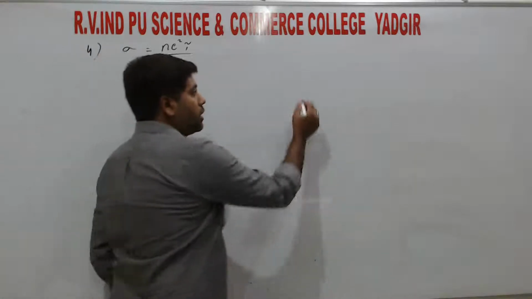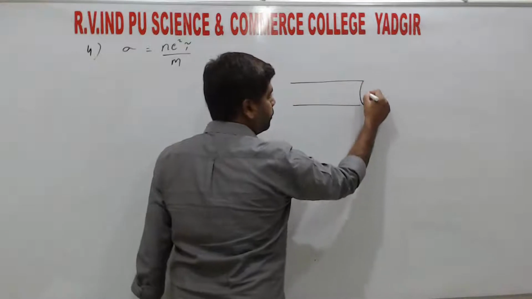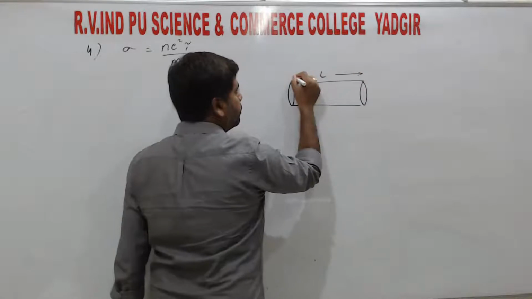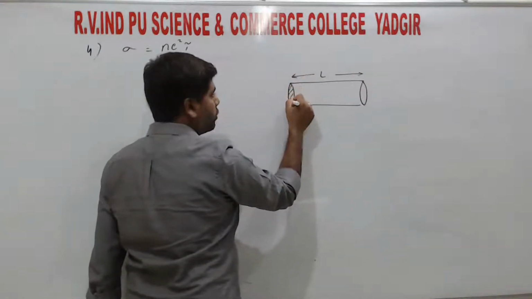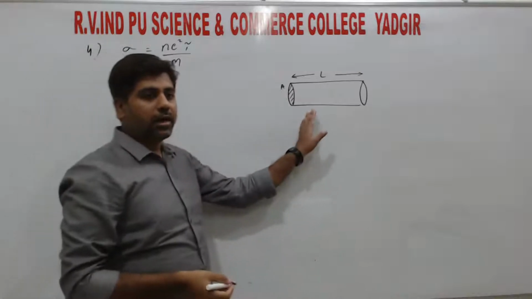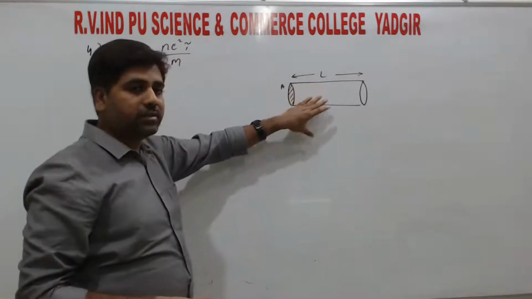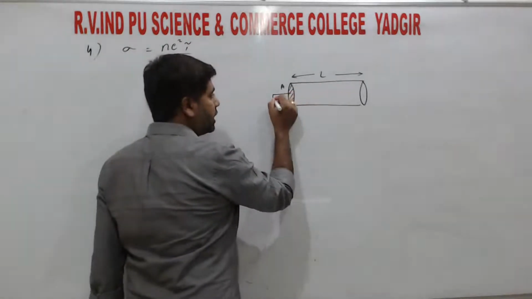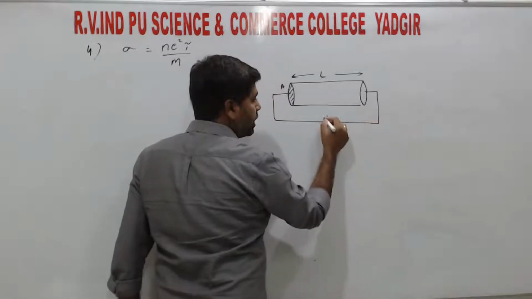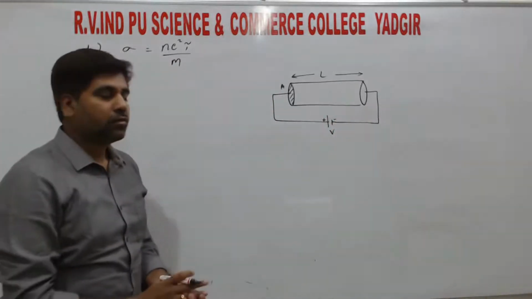So for that, consider one conductor of length L and area of cross section A. So first we need to consider one conductor of length L and area of cross section A. So this conductor is subjected to the external electric field. That means we are connecting this conductor to a battery, right? So battery means external source, right?